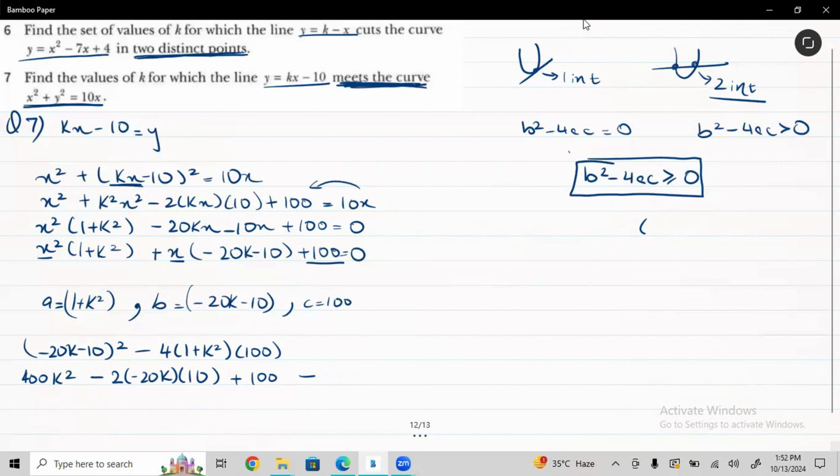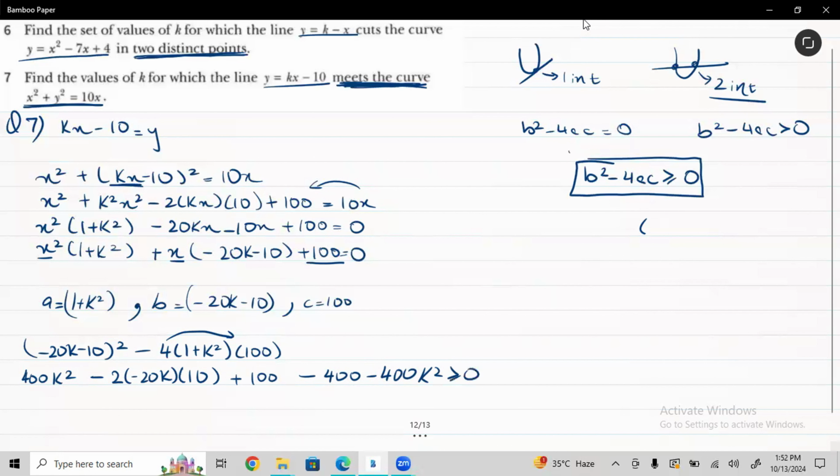We multiply negative 4 by 100 first. That would give us negative 400. So negative 400 multiplied by 1 is negative 400, plus negative 400 multiplied by k squared would be negative 400k squared. Now we can say that this whole is greater than or equal to 0.